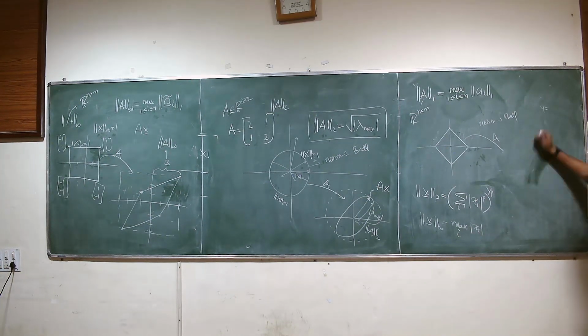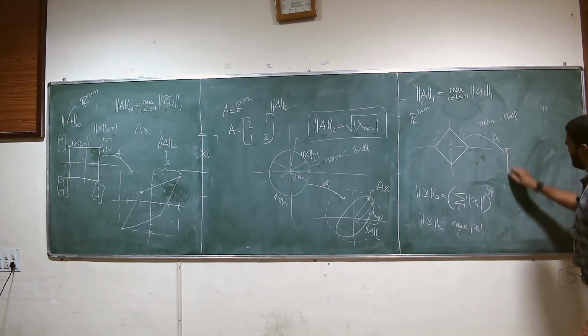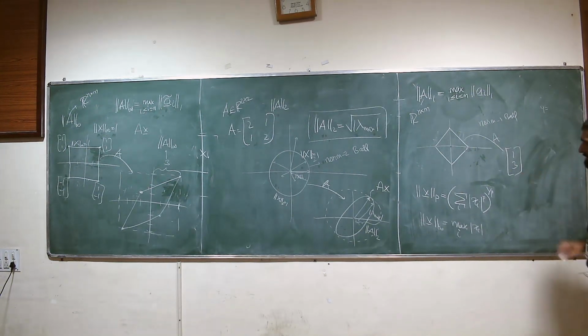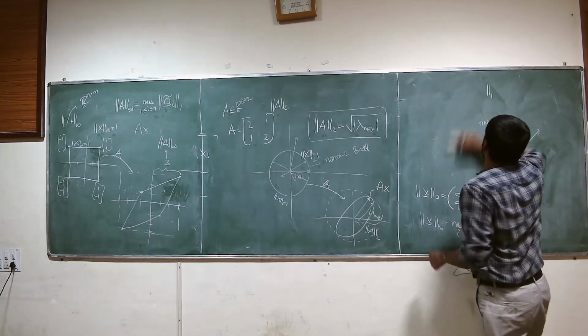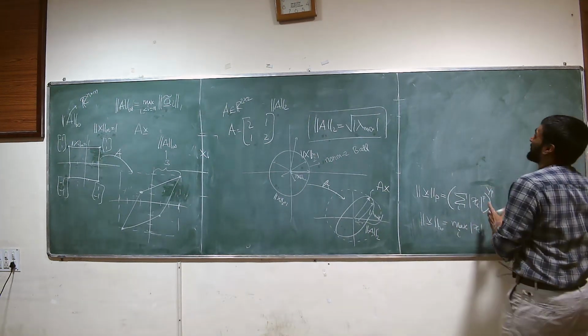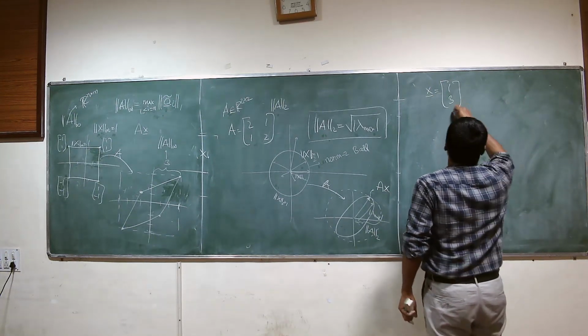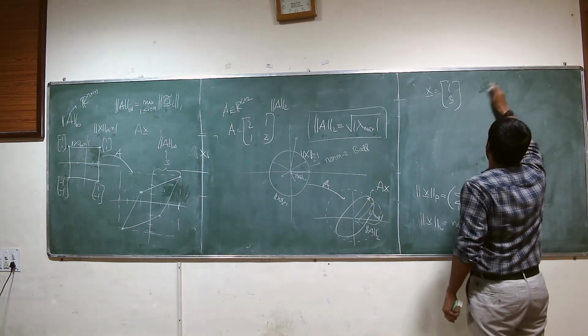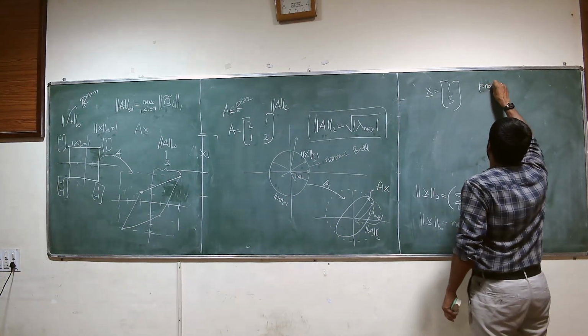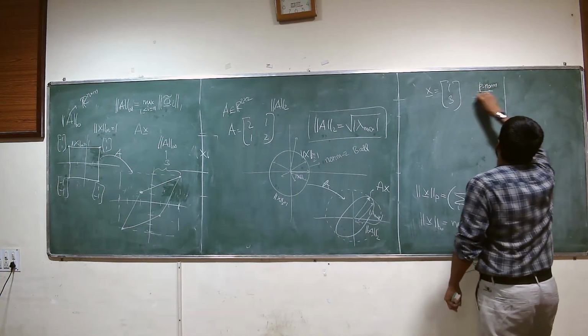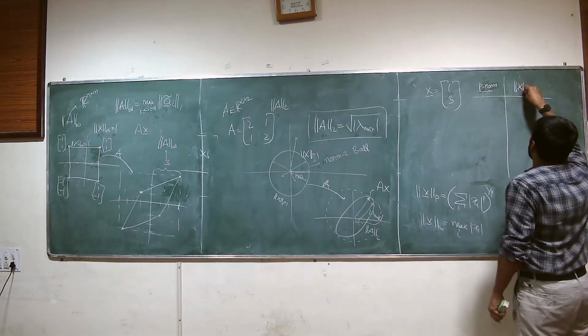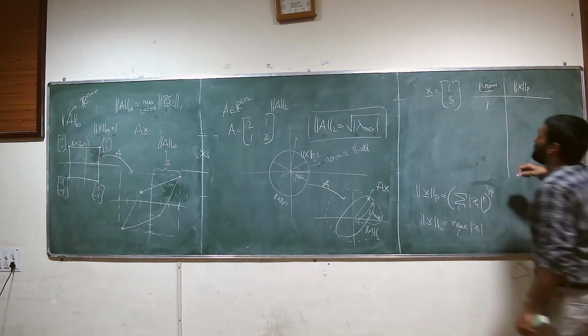Now, let's do an example. Let's say you have a vector like this. What is the first norm of this vector? Let's do it systematically so that this is clarified. So you have x equals 1, 3. We want to find out not all the p norms, but at least some of the p norms. This is x of p. What is the first norm?